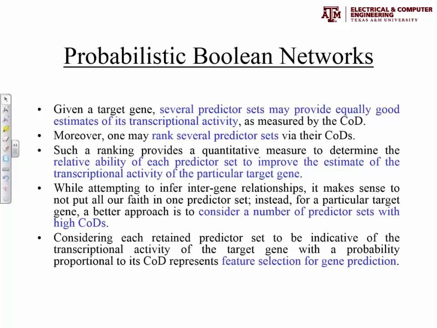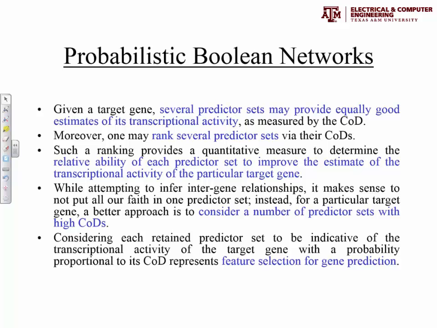Now, while attempting to infer intergene relationships, it makes sense to not put all your faith in one predictor set, especially since the data is supporting several different predictor sets. You're not going to just go with one predictor set; you're going to use different predictor sets. So instead, for a particular target gene, a better approach is to consider a number of predictor sets with high COD. All of them are good predictor sets. So now the network will update sometimes according to this predictor set, sometimes according to another one, if you have equally good predictor sets.